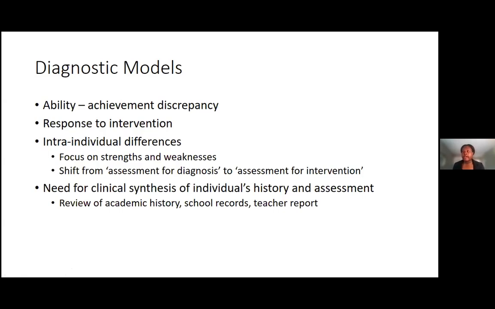This is a model that basically focuses on the discrepancy in a child's testing profile, their assessment profile, their cognitive skills, the discrepancy between their intellectual functioning and their academic achievement. So if a discrepancy of a certain magnitude was observed, then that child was classified as having a specific learning disorder. Now, this is a diagnostic model that has largely fallen out of fashion, in part because of extensive research showing that it's not a very reliable method of diagnosing learning disorder. And there are often people who are missed.